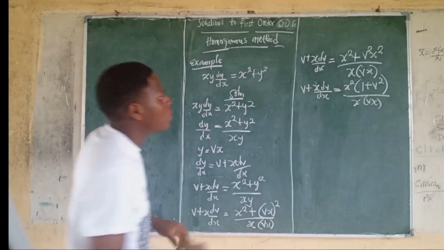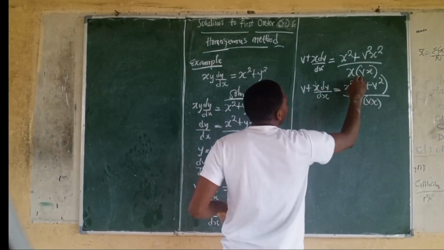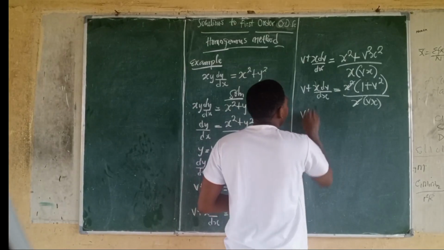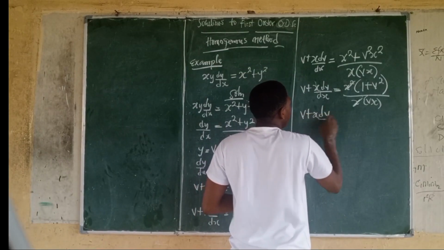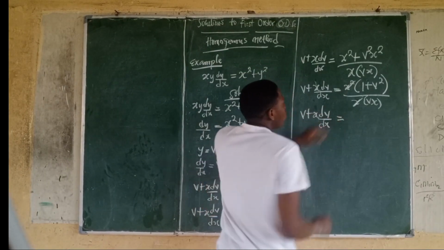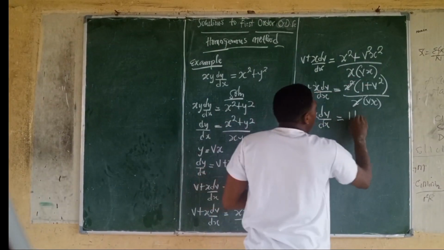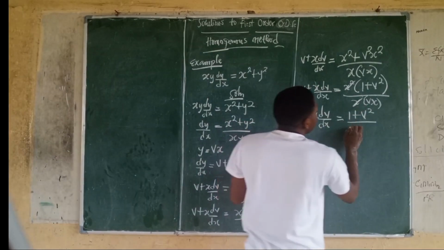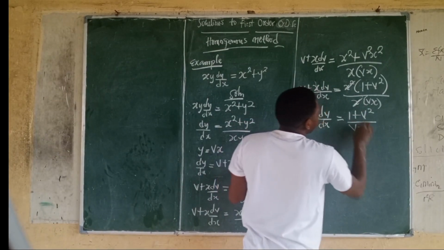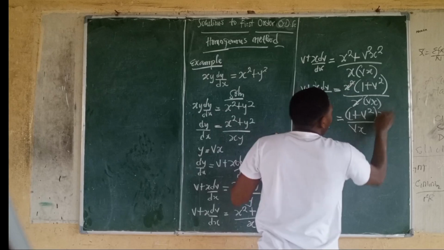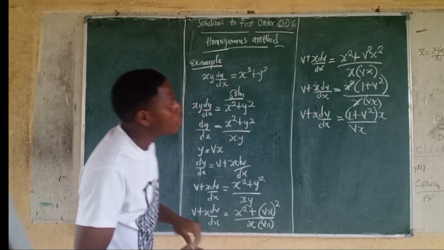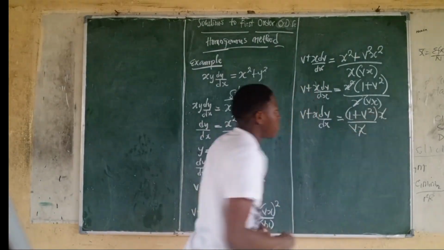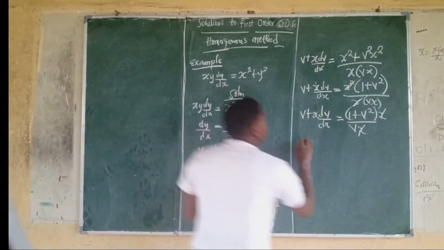What do you think we can do? We can cancel out one of these, and we are left with v plus x dv over dx is equal to 1 plus v squared over, what are we left with? vx. And this is all in x. So what do you think we can do? The next thing is to remove this x, and we are left with the equation.